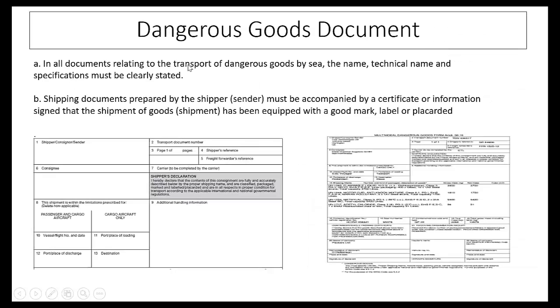And in all documents relating to the transport of dangerous goods by sea, the name, technical name and specification must be clearly stated. In the middle of this form, there should be detail of the name or technical name of the shipment over here, yeah. Also the UN number, and the class, packing group is listed or written here in the middle.